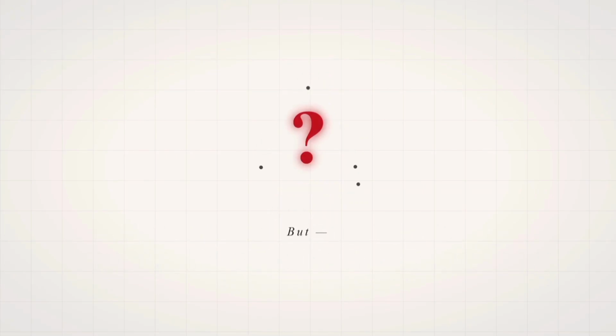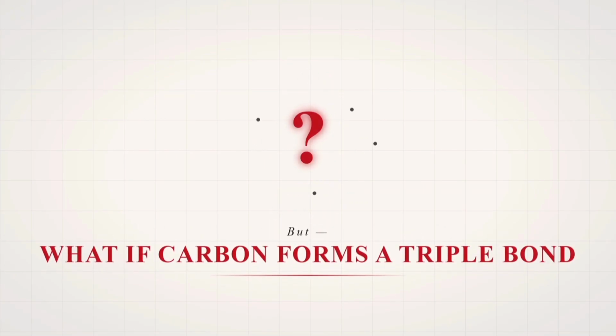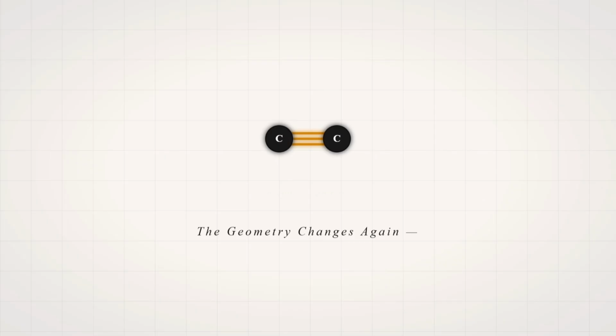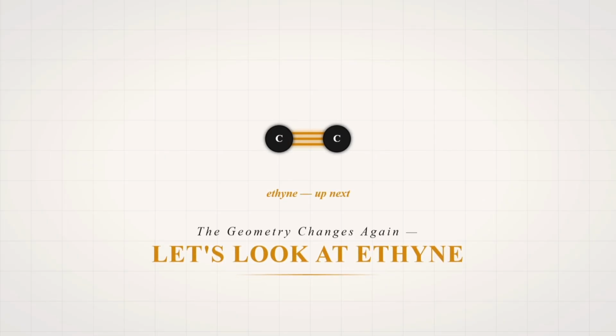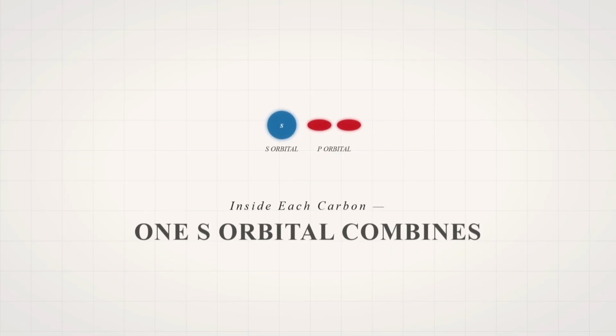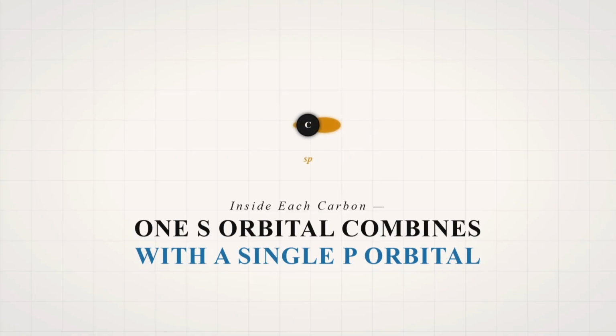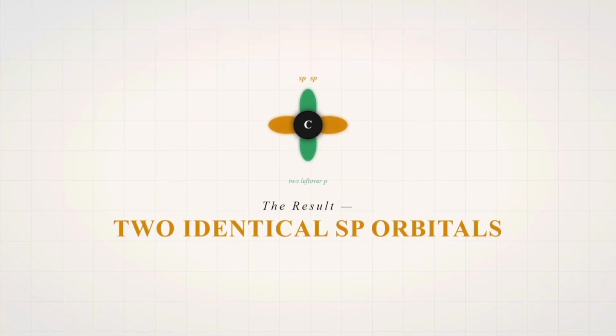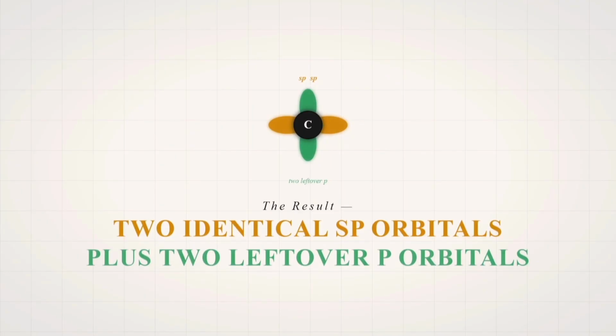But what if carbon forms a triple bond? The geometry changes once again. And to see this in action, let's look at ethyne. In this case, carbon combines one s orbital with a single p orbital. The result is two new identical orbitals called sp hybrid orbitals, plus two original unhybridized p orbitals left over.